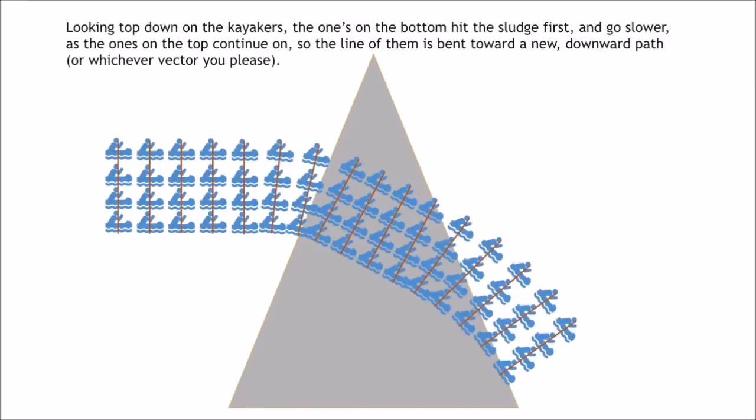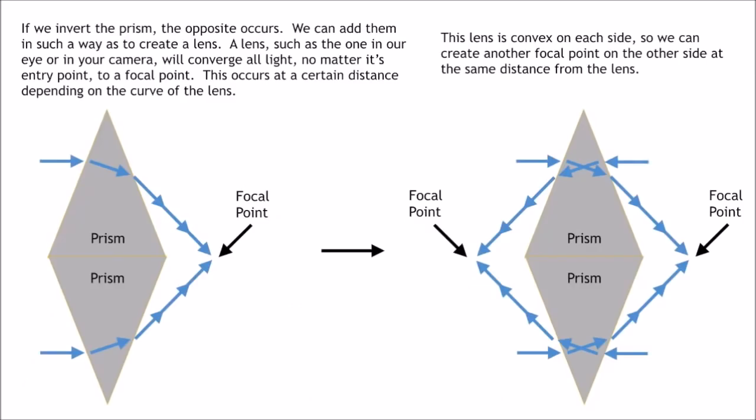So looking down on the kayakers, the ones on the bottom hit the sludge first and go slower as the ones on the top continue on like we talked about, so the line of them is bent toward a new downward path, or whichever vector you please, left to right, so on and so forth, looking top down, looking side on, either way. If we invert the prism, the opposite occurs. In other words, we're just flipping the prism upside down.